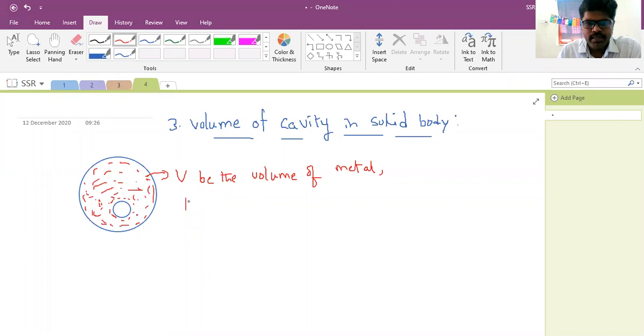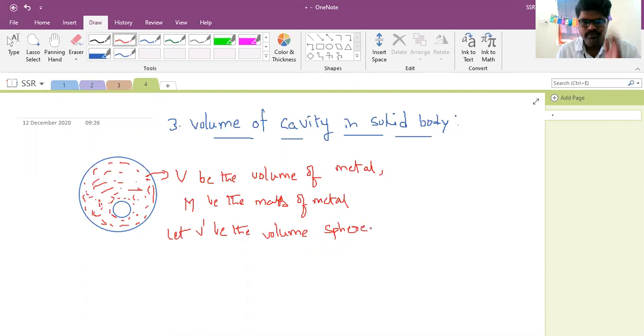And let capital M be the mass of metal. Then the volume of the sphere: let capital V dash be the volume of the sphere. That means V dash contains both the cavity and the metal volume. That is the point you have to understand. Let V be the volume of metal, M the mass of the metal, and V dash the volume of the total sphere.